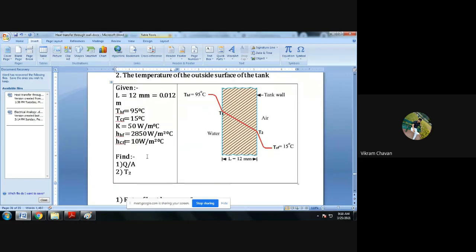And we have to determine Q by A, that is the heat transfer rate per unit area. And second one is T2, that is the outside surface temperature of the wall. So those two things we have to determine. Draw the diagram, write down the given data appropriately.